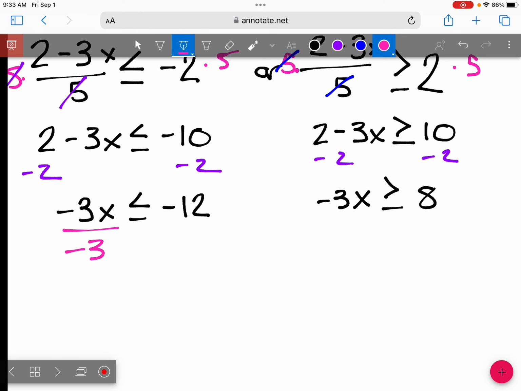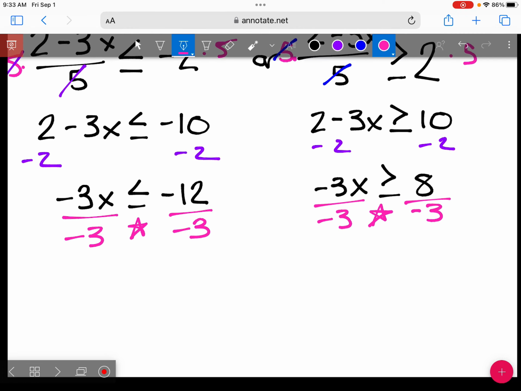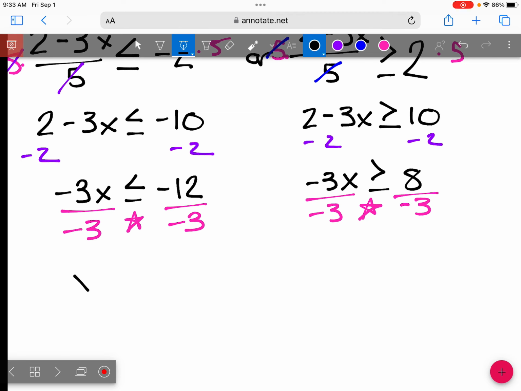Divide by negative 3 and switch the sign. Whenever I multiply or divide by a negative number, I tend to toss a star under the sign so I pay attention to it, or an arrow, or a highlight, or something to make us remember, gotta change that sign. When we multiply or divide by a negative number, you have to flip the sign. So we're gonna have x greater than or equal to positive 4, and x less than or equal to negative 8/3.